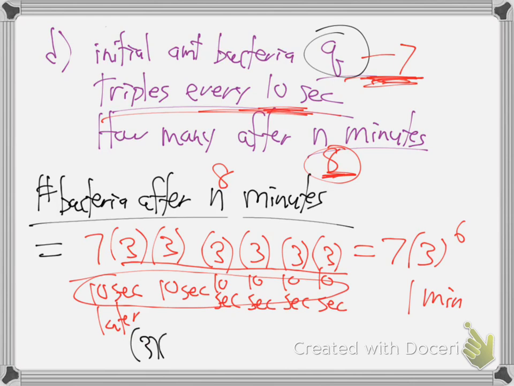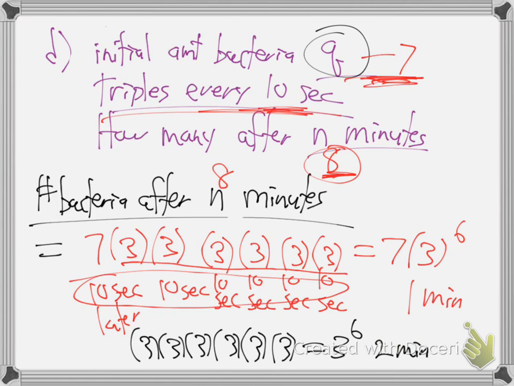Well, triple it. 3 to the 6th. Again, because every 10 seconds it just keeps tripling. See why this is scary? These are big numbers. Anyway, so far so good. That would be after 2 minutes, right? You just multiply by 3 six times, because every 10 seconds. Okay, that's after 2 minutes.